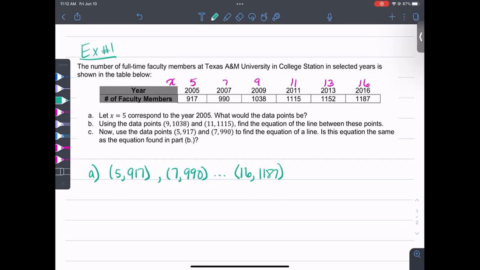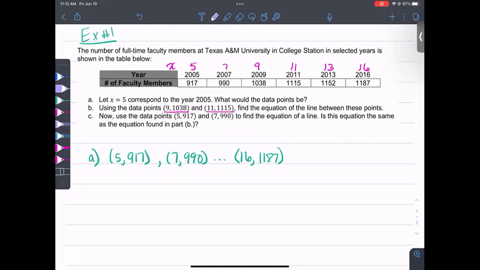Part B says to use the data points for 2009 and 2011 to find the equation of the line between these points. Using the point slope method we've worked on, we start with finding the slope: y2 minus y1 over x2 minus x1. That's going to give us 77 over 2. When we're doing linear modeling, a lot of times our decimal values will be more meaningful, so we'll calculate the decimal as 38.5.